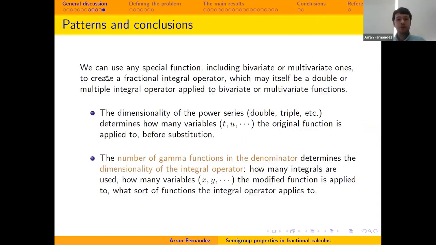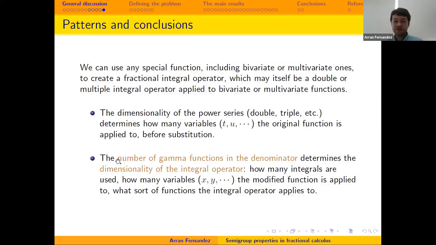So we can use any special function, including bivariate ones, multivariate ones, to create a fractional integral operator. The fractional integral operator may itself be a double integral or multiple integral applied to bivariate, multivariate functions, but there's 2 separate things going on here. So we start with the power series, which has some dimension, maybe double series, triple series, whatever. That determines how many variables the original function is applied to. Single series t, double series tu, triple series tuv, whatever.